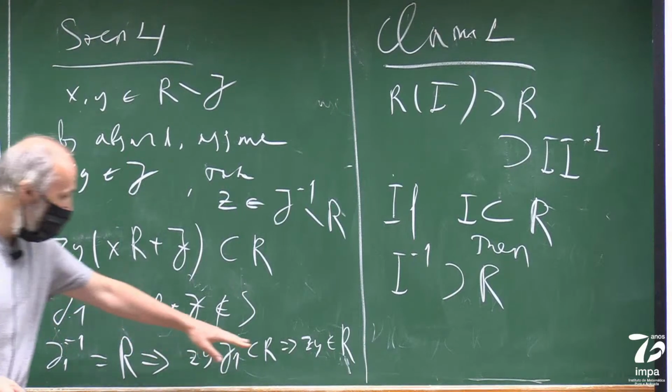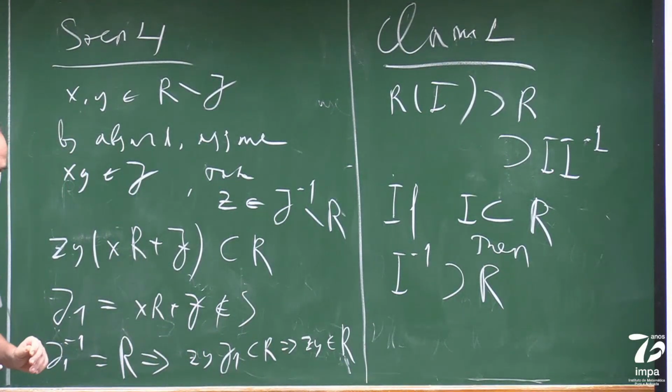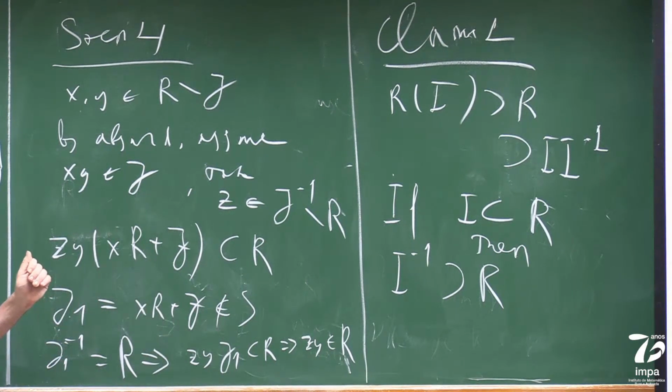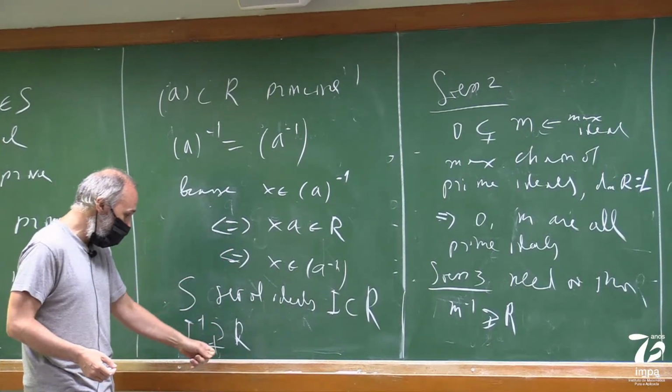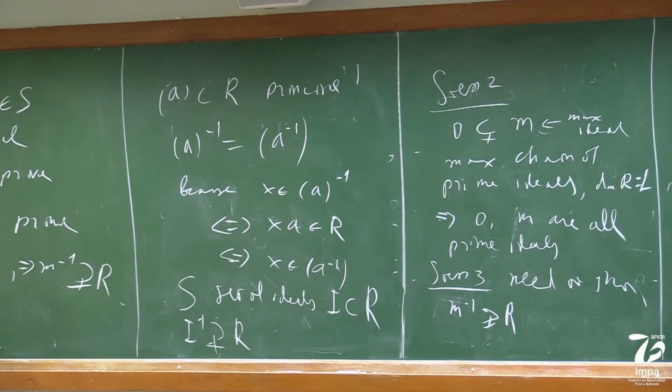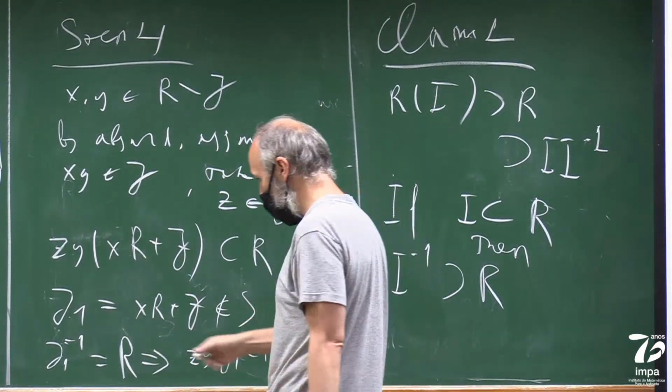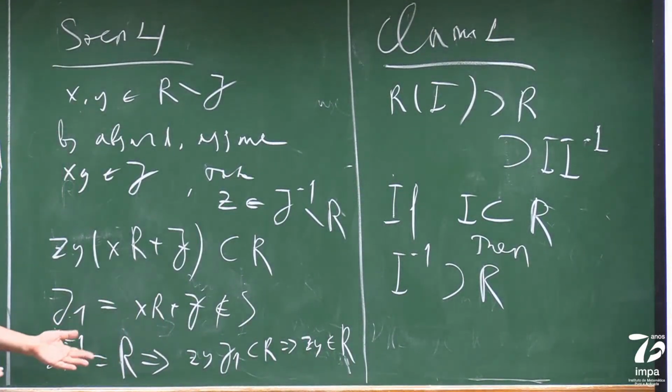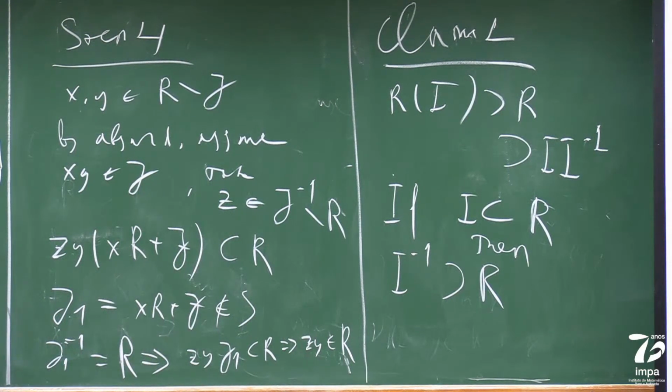Because this means that zy belongs to J1 inverse. But J1 inverse is R, our ring. S is the set of all ideals I in R such that I inverse strictly contains R. And this one is bigger, so it can't strictly contain R. So it is equal to R, fine. R is fine, because R inverse is R, obviously.